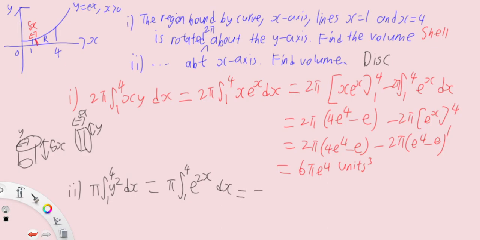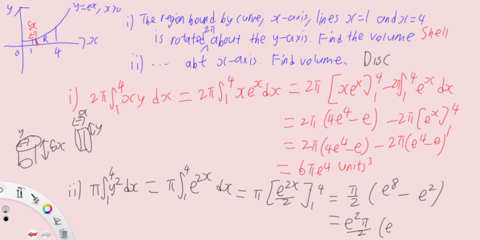This should be quite simple. Pi e^(2x) over 2, you can put a half outside, but if you leave it in, it's fine. 1 to 4 equals pi over 2, e^8 minus e^2. Then you can simplify to give you e^2 pi over 2 (e^6 minus 1), and obviously adding your units cubed.